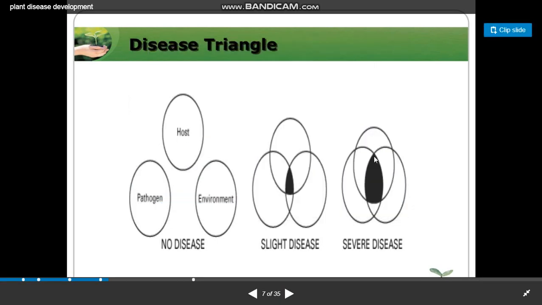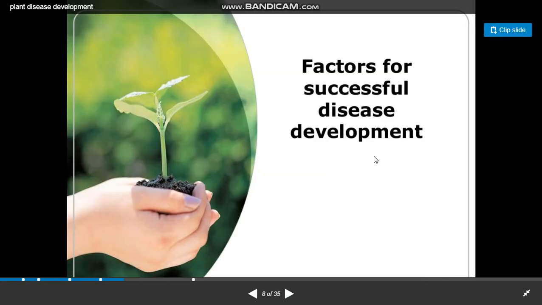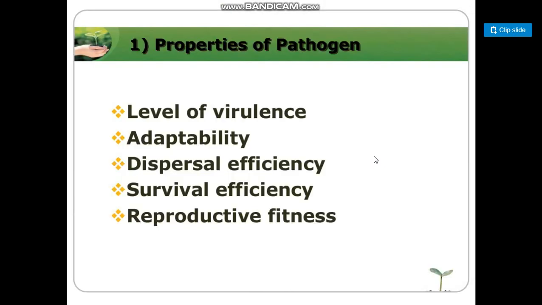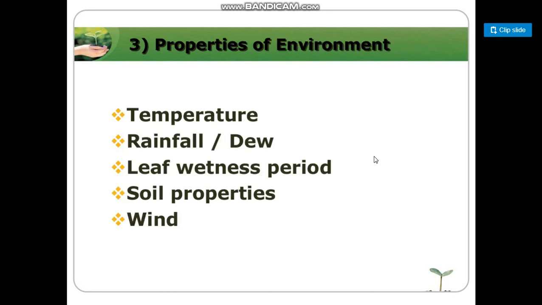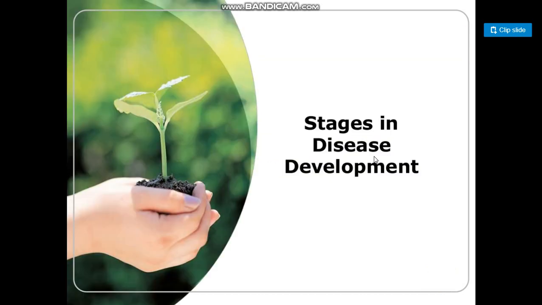So, next, the factors for successful disease development. Properties of the pathogen: level of virulence, adaptability, dispersal efficiency, survival efficiency, and reproductive fitness. The second one is properties of the host: susceptibility, growth stages and form, population density and structure, and general health. The third one is properties of the environment, like temperature, rainfall, leaf wetness, soil properties, and wind.